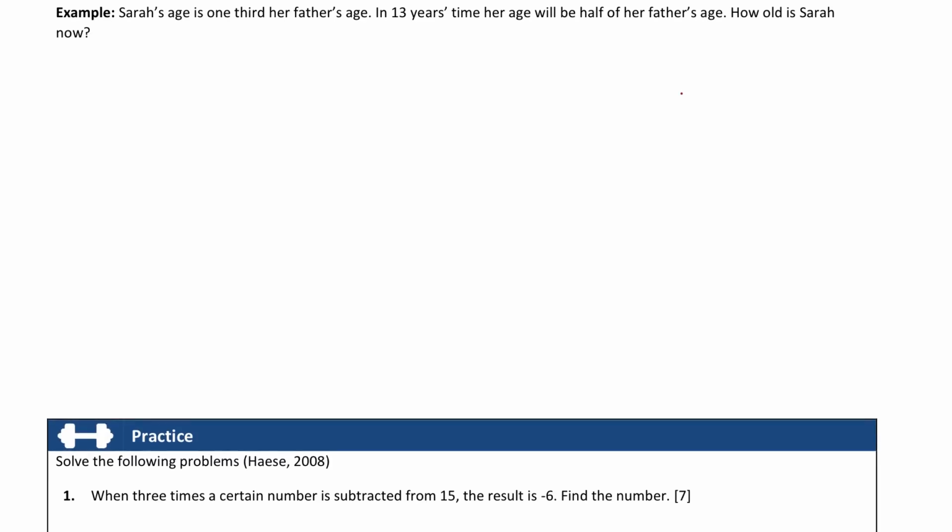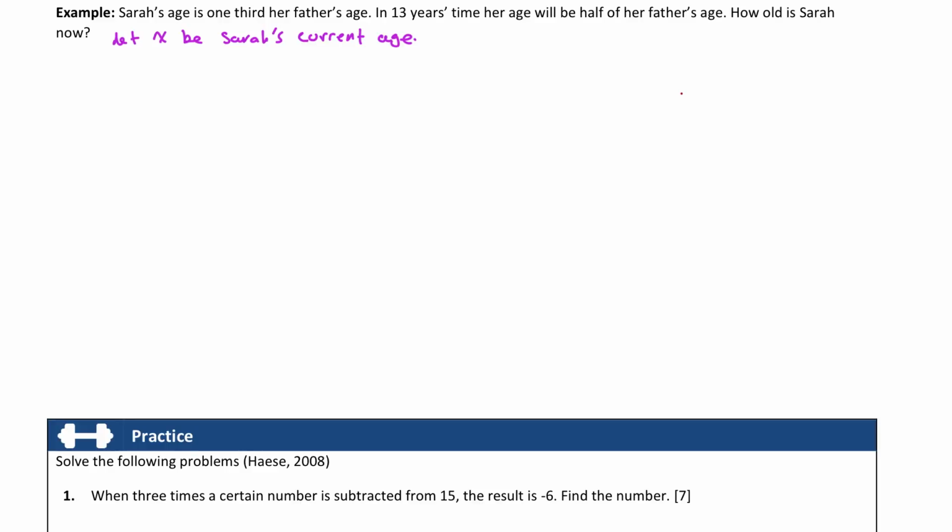Okay, the next question that we're doing is actually an age problem. Let's read the question first. It says, Sarah's age is 1/3 of her father's age. In 13 years' time, her age will be half of her father's age. How old is Sarah now? So what we're looking for, first of all, is Sarah's age. So we can let x be Sarah's current age.